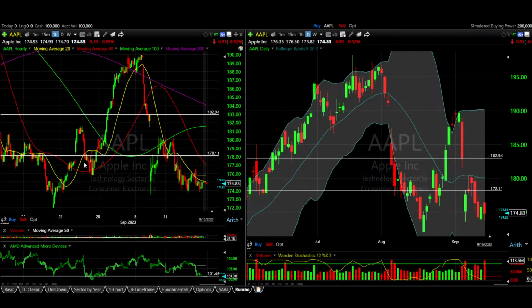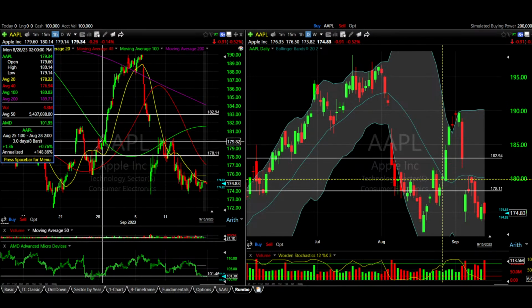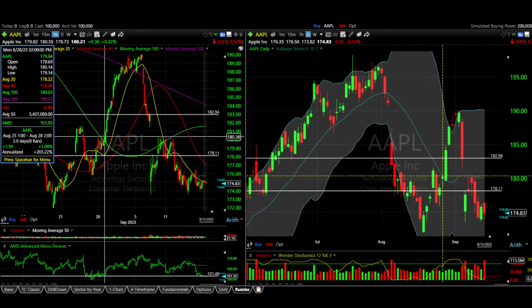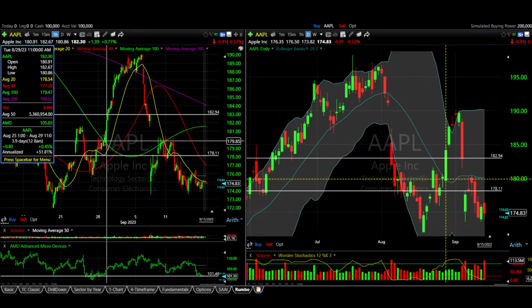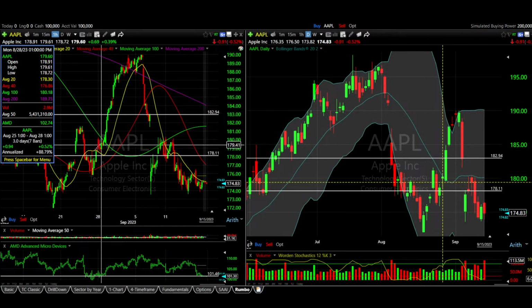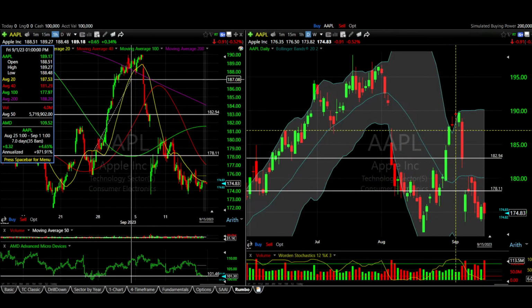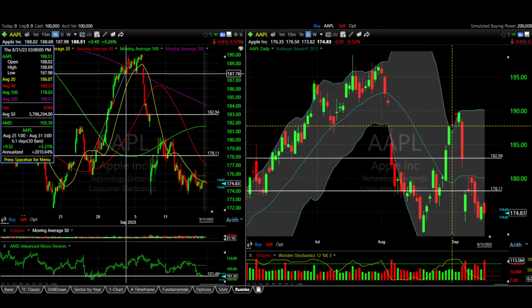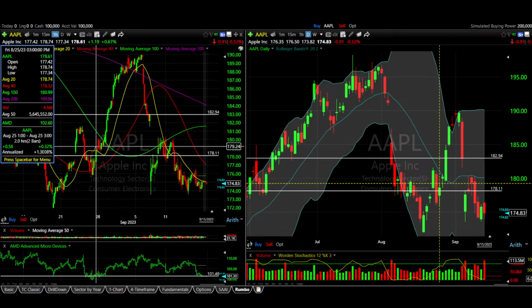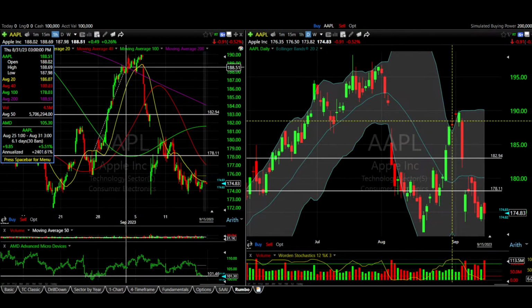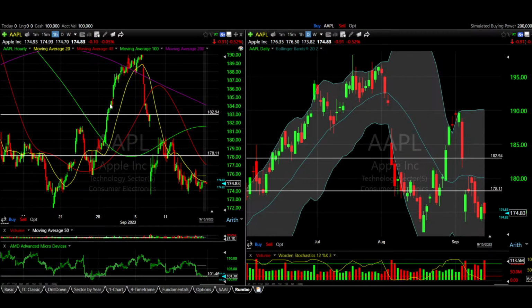Now, Apple breaks the moving average of 20 and 40 upwards. Reaches the moving average of 100, breaks it right here. That's why you buy 2 contracts. Goes from 178 to 179, breaks it, and then it goes all the way up to 188. That is a 10-point call in Apple.